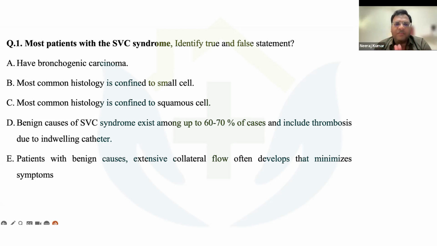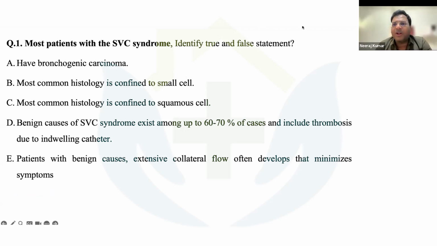For this question, the first option is that they have a bronchogenic carcinoma, so they have an association with bronchogenic carcinoma. Second option is that the most common histology in SVC syndrome is small cell. Third, the most common histology is squamous cell. The D option is that benign causes of SVC syndrome exist in 60 to 70% of cases, and include thrombosis because of indwelling catheters. The last option is that patients with benign causes can develop extensive collateral flow, which minimizes the symptoms.